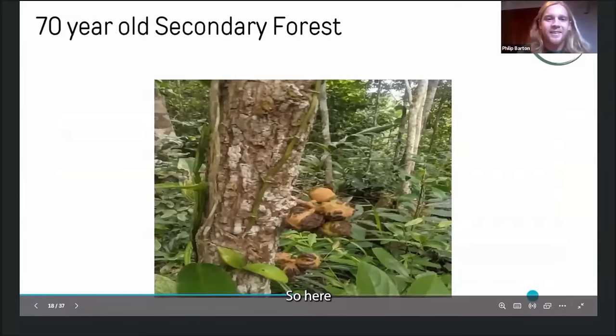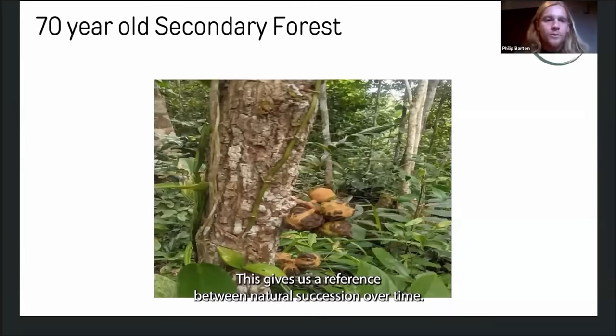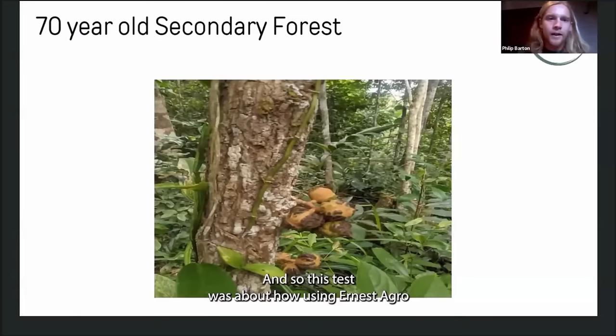Here we have our 70-year-old secondary forest. This gives us a reference between natural succession over time if we were to leave humans out of the system and not manage the landscape at all. So we have that kind of classic environmentalism approach where humans are separate and nature does its thing without us. And so this test was about how, using Ernst's agroecological model, we could examine if he is actually fostering ecological succession faster than that of a natural ecosystem due to his interaction and the principles that he used. So kind of looking at us as a keystone species to redesign our role.